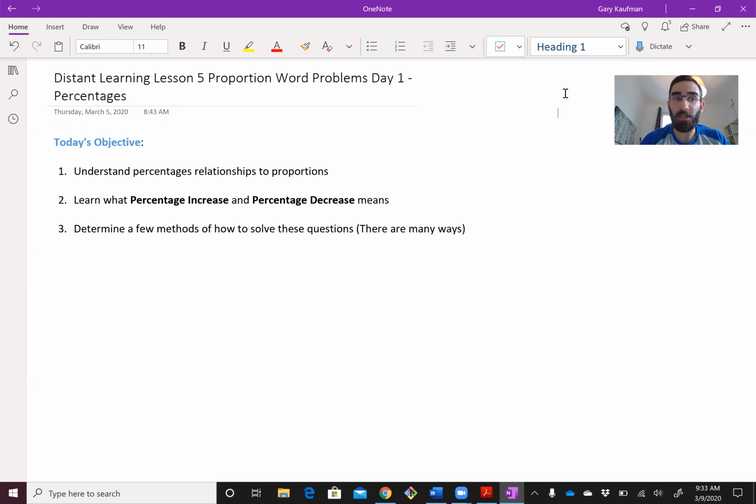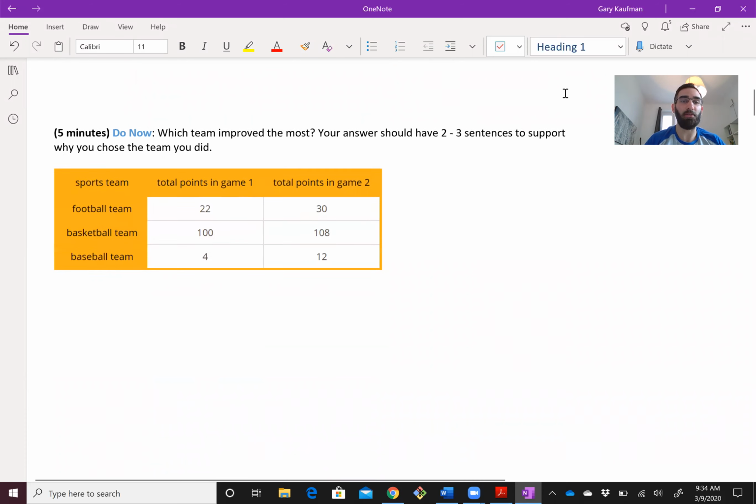So we have three objectives today. Understand percentage relationships and how they could be represented as a proportion. Learn what percentage increase versus decrease actually means, and then also determine a few methods of how to solve these types of questions. There's many, and I'm not going to cover all of them. What matters is that you show work to support how you answered the questions. So, without further ado, let's go on to our do now.